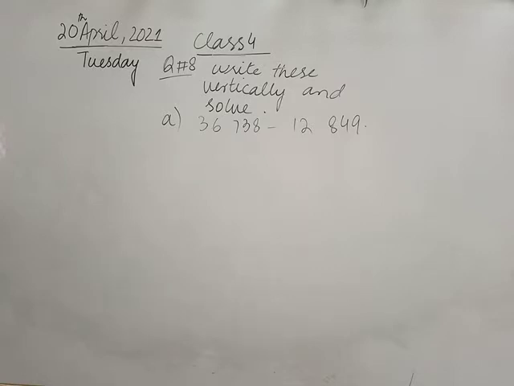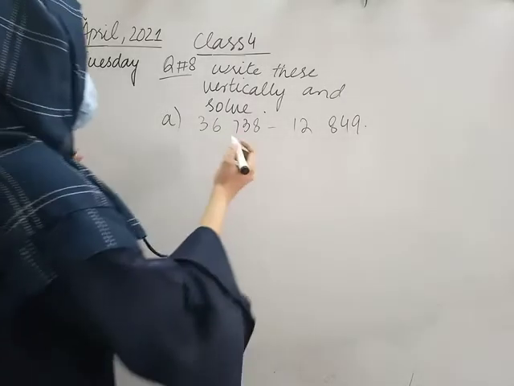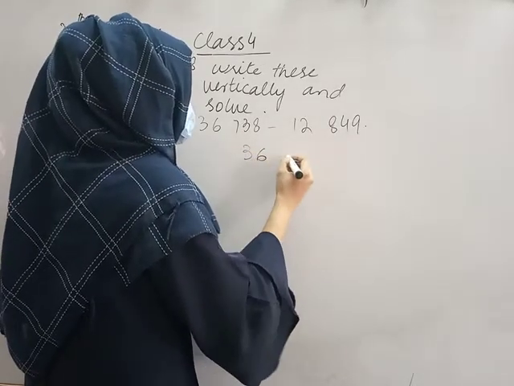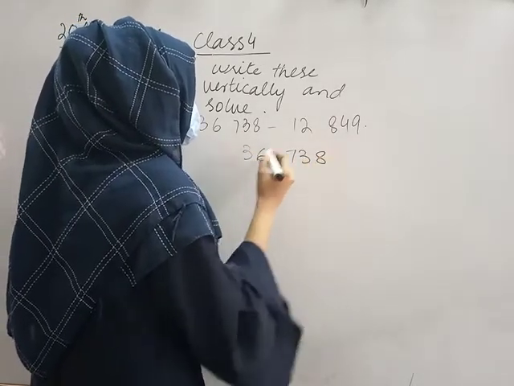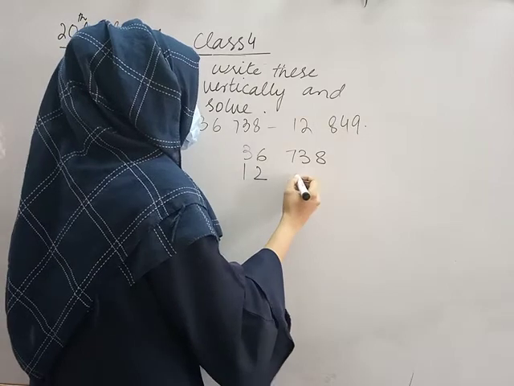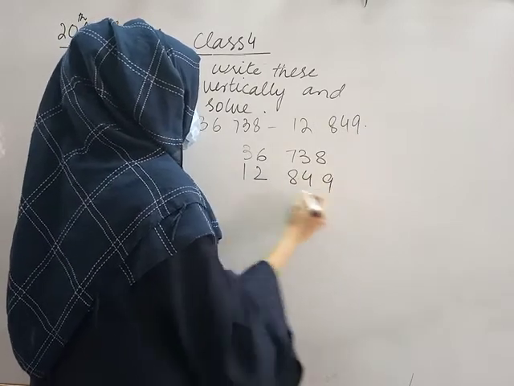So what would I do class? मैं क्या करूँगी? Very first I will write this into vertical form. Okay, किस में लिखना है मैंने इसको? Vertical form में. 36 738, 12 849.